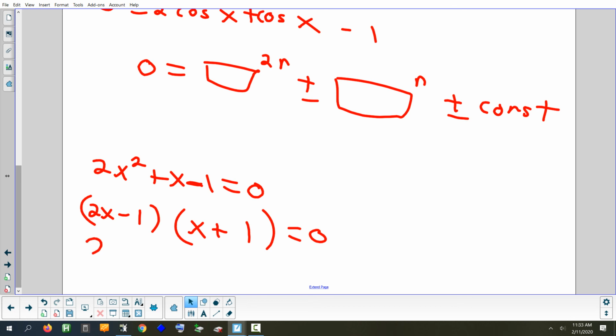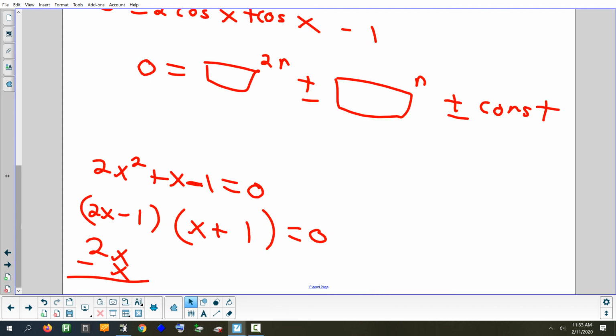So 2x times 1 is 2x. -1 times x is -x. Add them up. Yeah, that's what you wanted. 2x minus x is plus x. -1 times +1 is -1. 2x times x, 2x squared. So we factored it. Perfect.